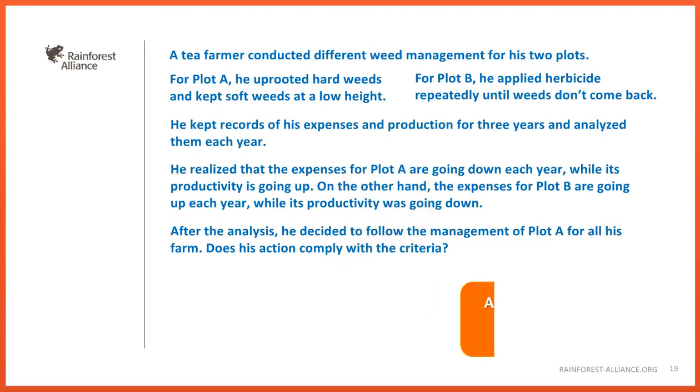The answer is yes. This farmer made a plan for soil conservation and management of his farm, followed the plan, and kept records of his expenses and production. He analyzed the records and was able to draw a conclusion to improve his soil management plan. This series of his actions comply with multiple criteria of Principle 1, and you can see how making a plan, keeping records, and analyzing them can help you improve your productivity and use inputs efficiently.